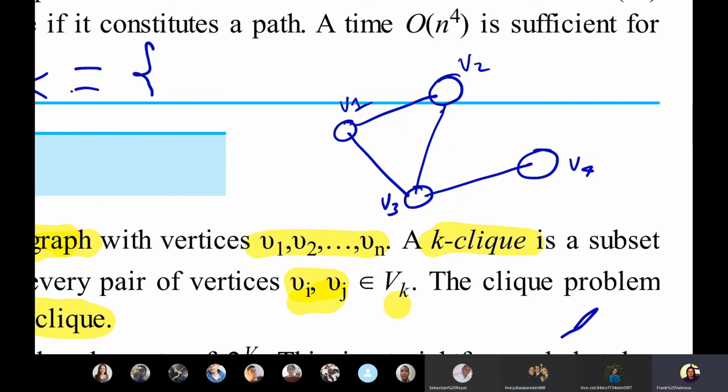Which one is it? I mean, there is a subset of this graph in which there is an edge between every two vertices. V1, V2, and V3. Exactly, this one. You see? So basically, you are given a graph, and you are supposed to find the corresponding clique.